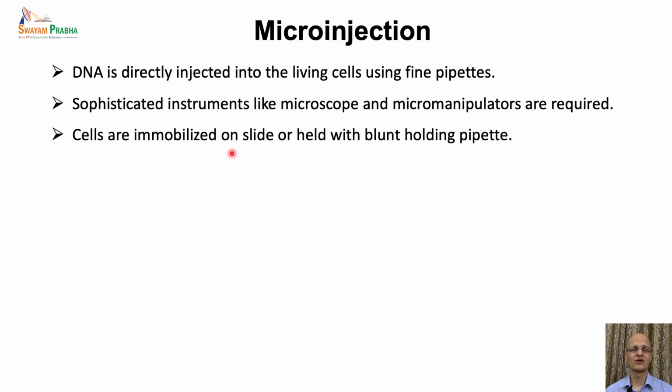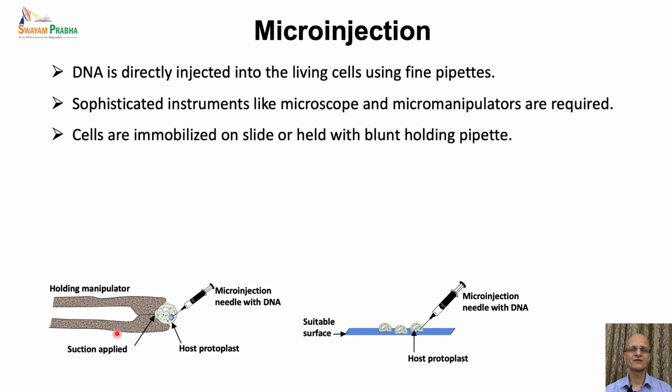Cells can be immobilized on the glass slide or any other suitable plastic surface. These may be fixed in the agarose or the sodium alginate gels, or even these can be held with the blunt micropipettes. Like here in this picture, here is a holding micromanipulator. These protoplasts or the cells are held with the blunt pipettes. For this purpose, suction is applied at this point. It helps to hold the cells as they are immobilized. Now the DNA is injected in the cell using the micropipette, or the cells can be fixed on a suitable surface like the glass or other plastic materials, and using micropipettes DNA is injected in the immobilized cells.